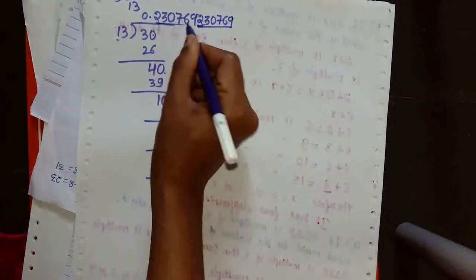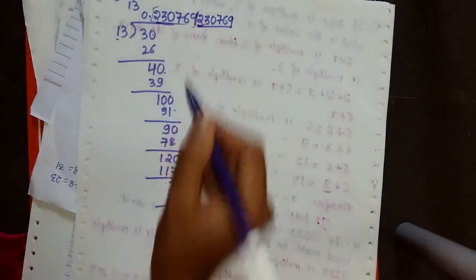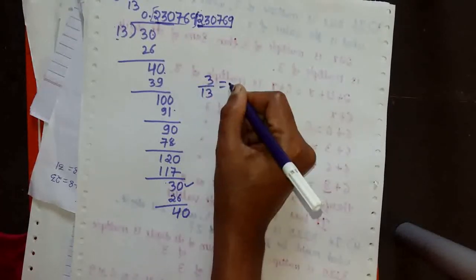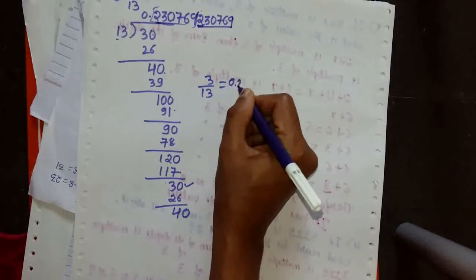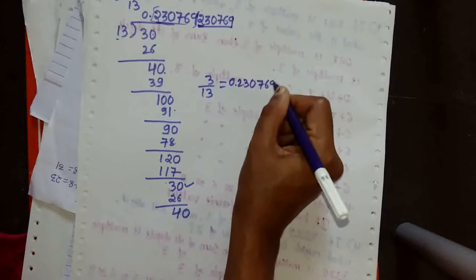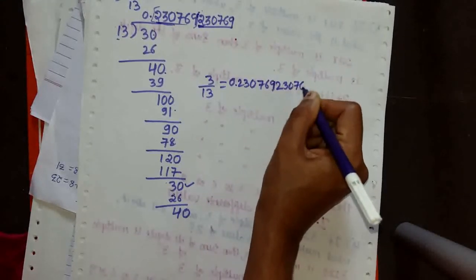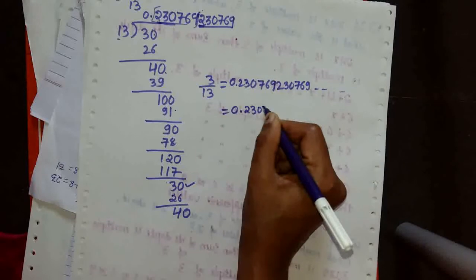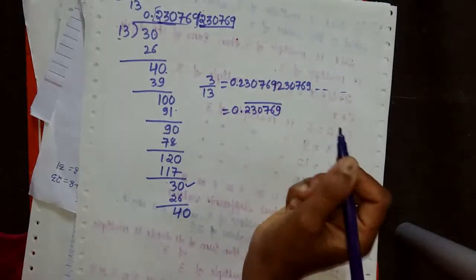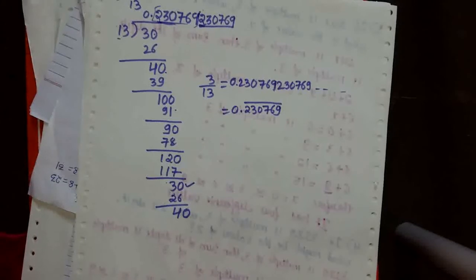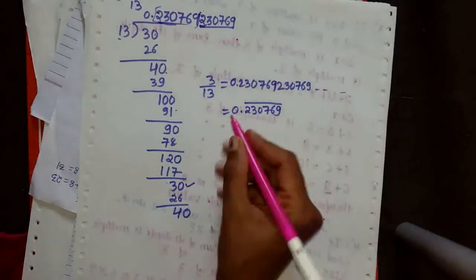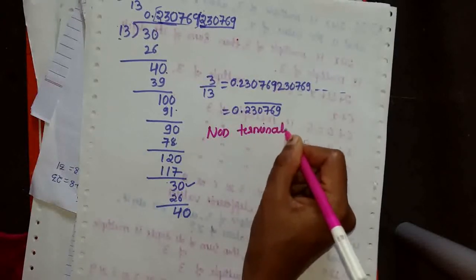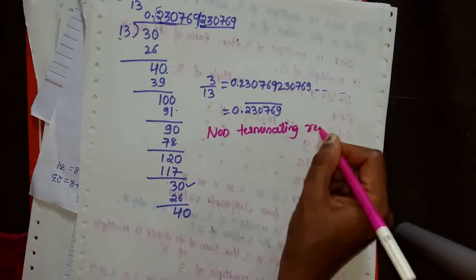Here these 6 numbers are repeating, so 3 by 13 can be written as 0.230769. 230769 again repeats. So this is 230769 repeating, and that's why this is non-terminating, repeating.